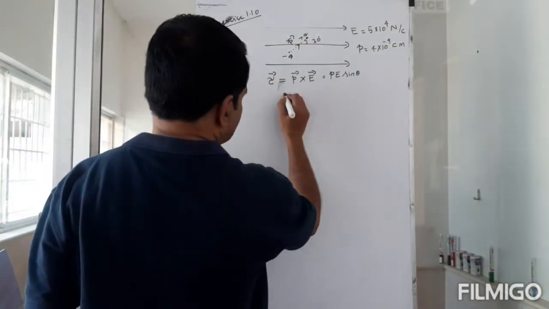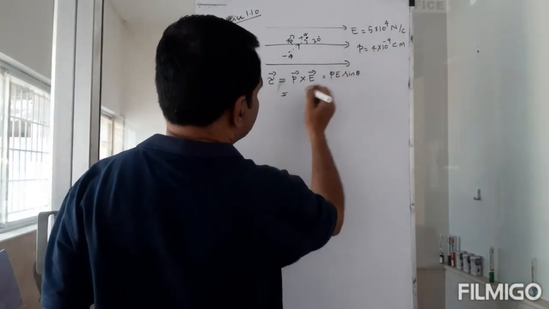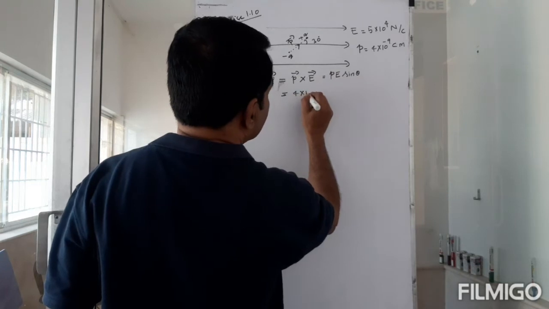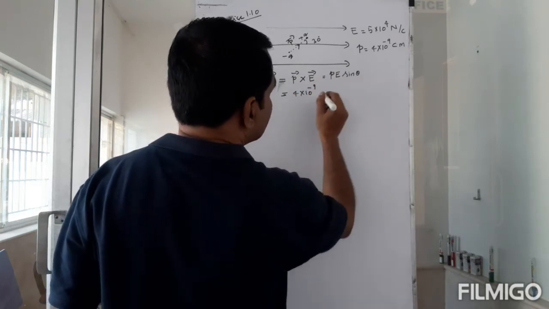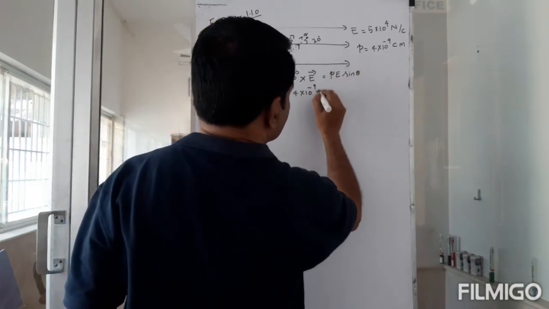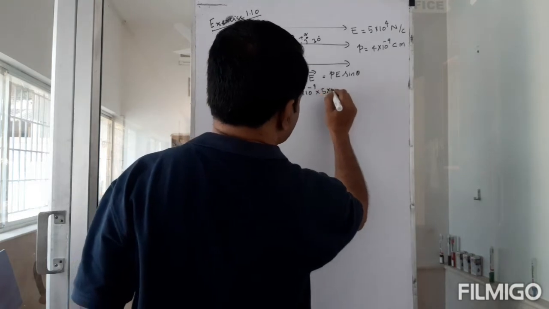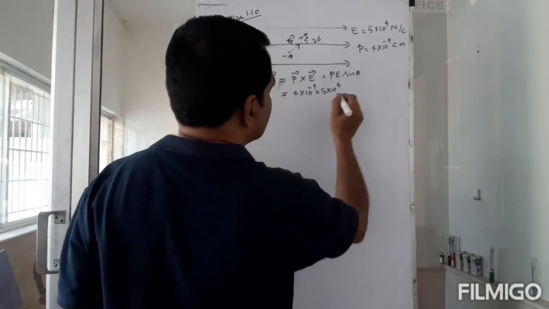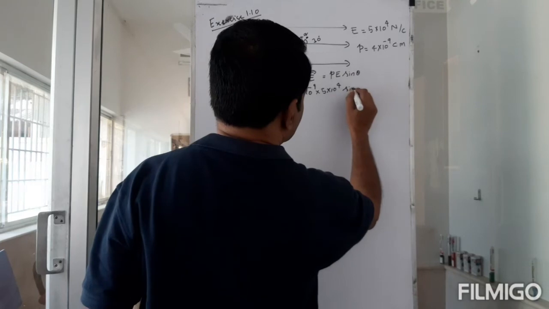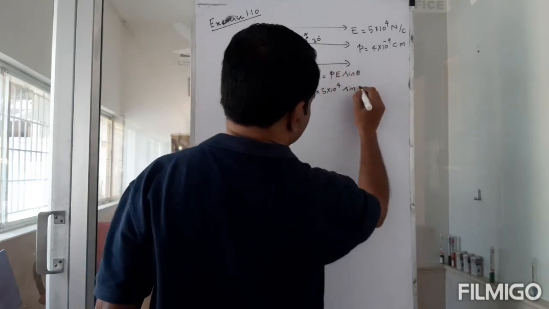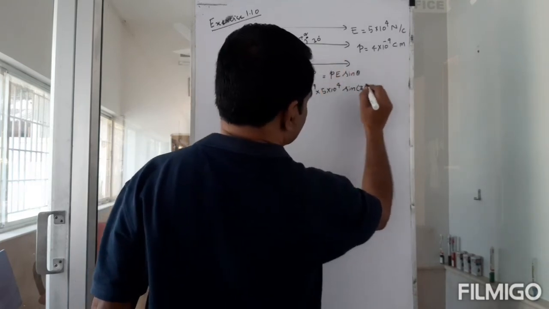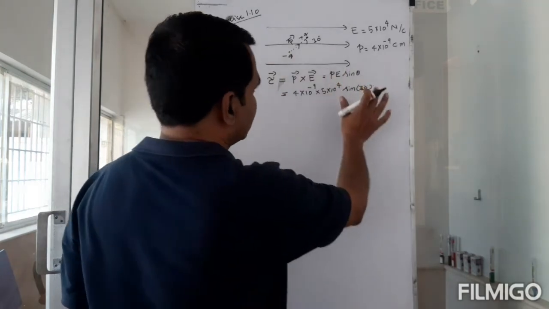So that's easy, right? Okay. So what is P value? P value is 4 into 10 power minus 9, and E value is 5 into 10 power 4, and then sine theta is sine 30. Okay. So that's the magnitude.